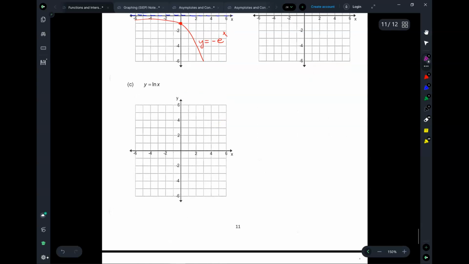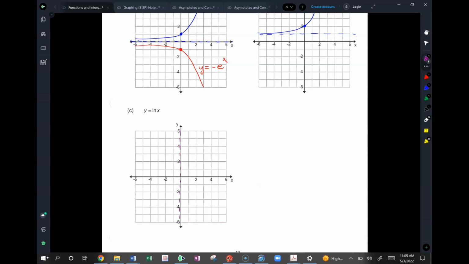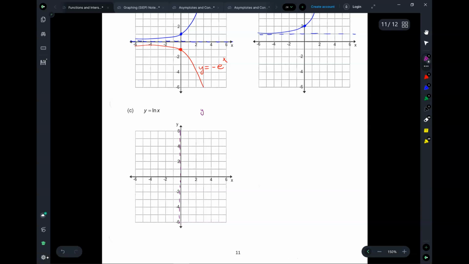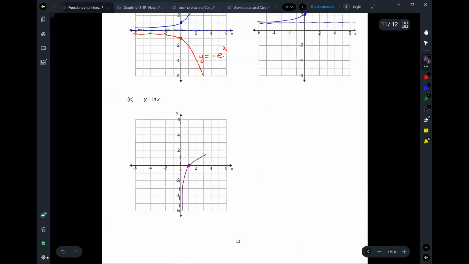So instead of a horizontal asymptote, it has a vertical asymptote. And instead of a y-intercept, it has an x-intercept. When y is 0, when x is 1, y is 0. So that's the x-intercept, and it looks like that.